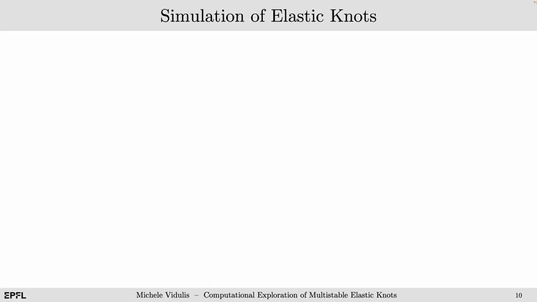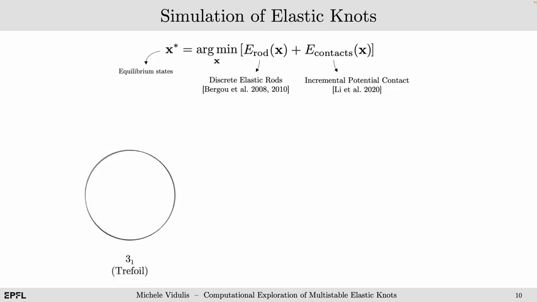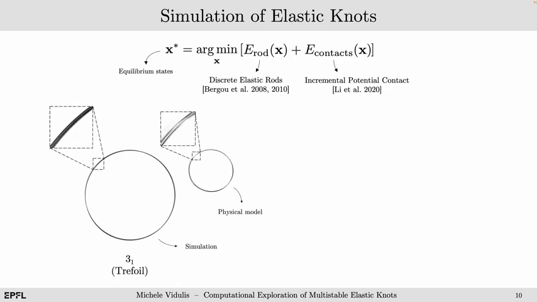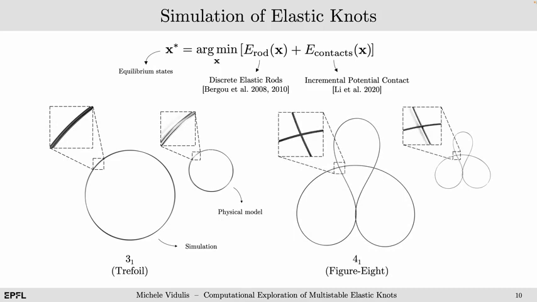Equilibrium states of elastic knots correspond to local minimizers of a potential energy. We model the knot energy by a sum of an elastic and a contact component. We use discrete elastic rods and incremental potential contact to model both kinds of forces in a unified variational framework. To compute equilibrium states X star, we use Newton-based optimization. Our simulated relaxation converges to the expected equilibrium state for the trefoil and for the figure 8. To compute more equilibria of a given knot type, we need to sample closed curves having the desired topology.